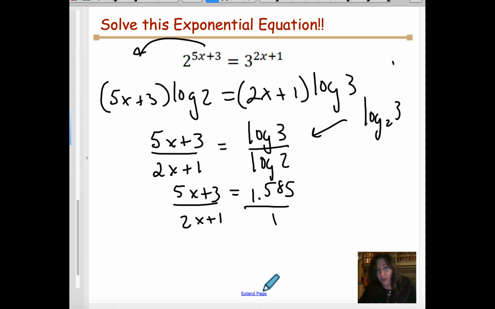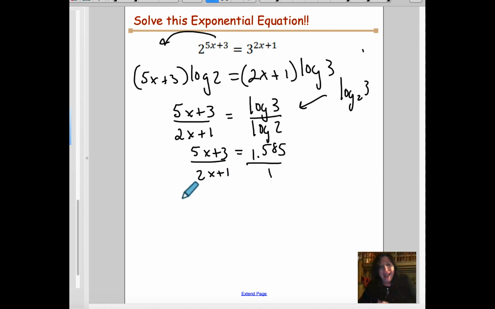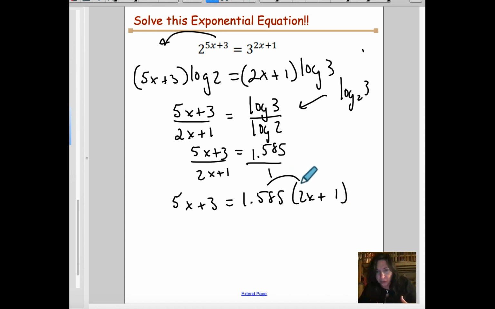All right, we're going to cross multiply. And I'm going to get 5x plus 3 is equal to this times this. So 1.585 times 2x plus 1. We're going to distribute. Times 2 is going to be 3.17. 3.17x plus 1.585 equals 5x plus 3.